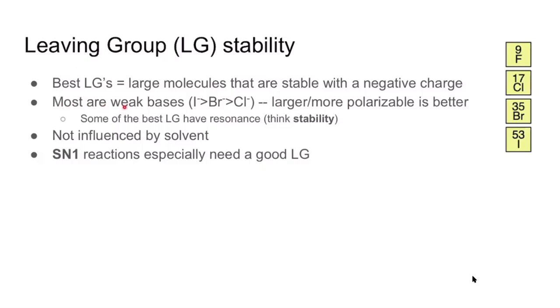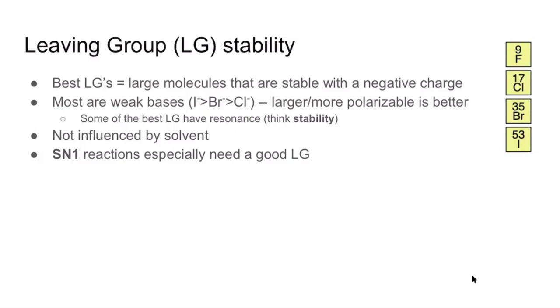Most good leaving groups are weak bases, such as iodine, bromine, chloride, all those guys. And the larger and more polarizable they are, the better, just as with a good conjugate base. You want something that's large and polarizable. So we attach this little segment of the periodic table, and iodine down here is going to be a better leaving group than bromine, which is a better leaving group than chloride, because iodine is the largest and size is good at keeping them stable.